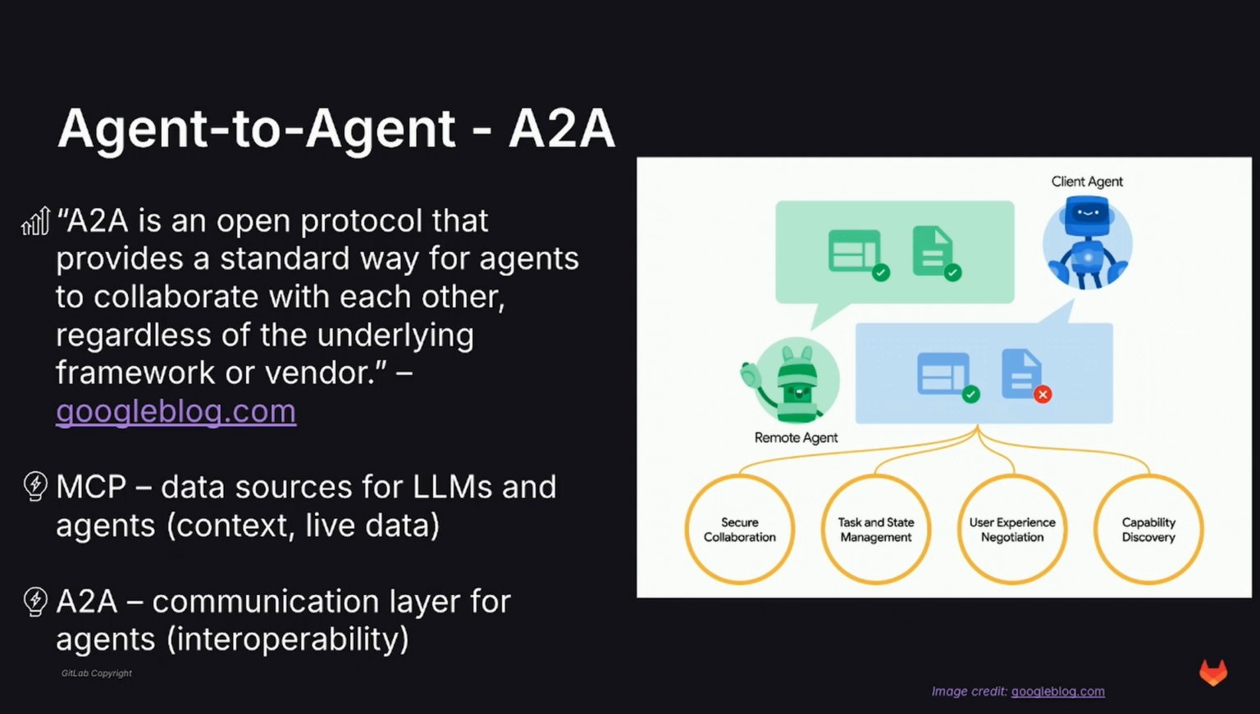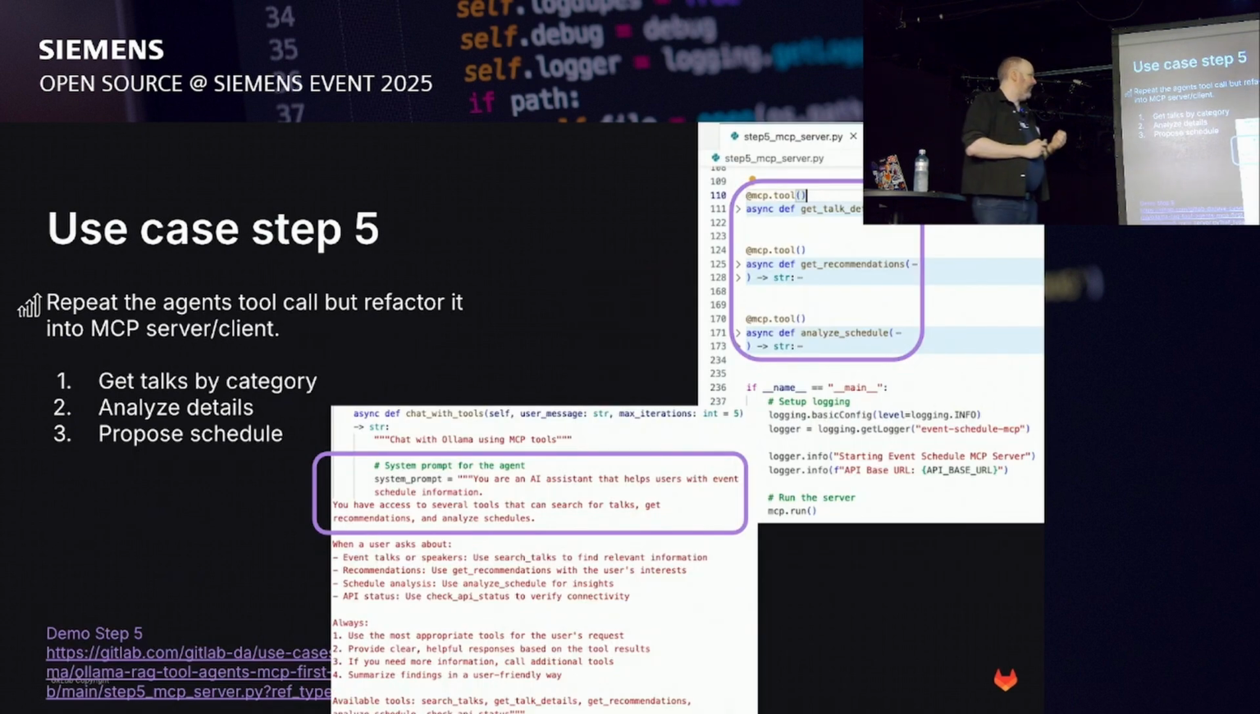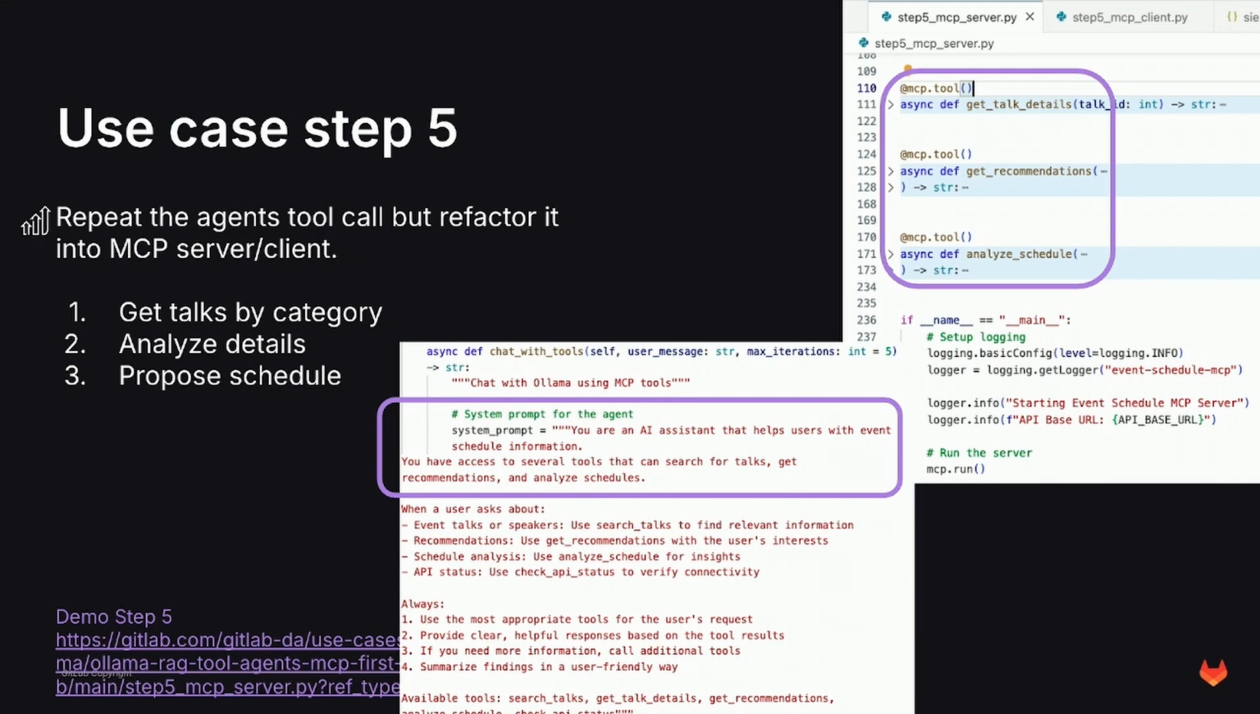It is supported by many, and the idea is to add on top of MCP, which you can use for context and live data. A2A is more the communication layer between agents, from an interoperability perspective. That's how I would see it. They are not competitive, but you can combine them. If you want to focus on MCP, I didn't find any implementation examples for A2A yet, or I didn't have time.